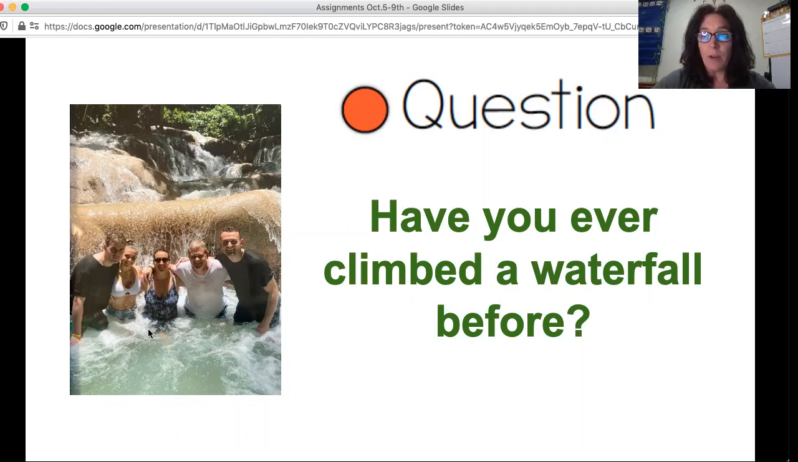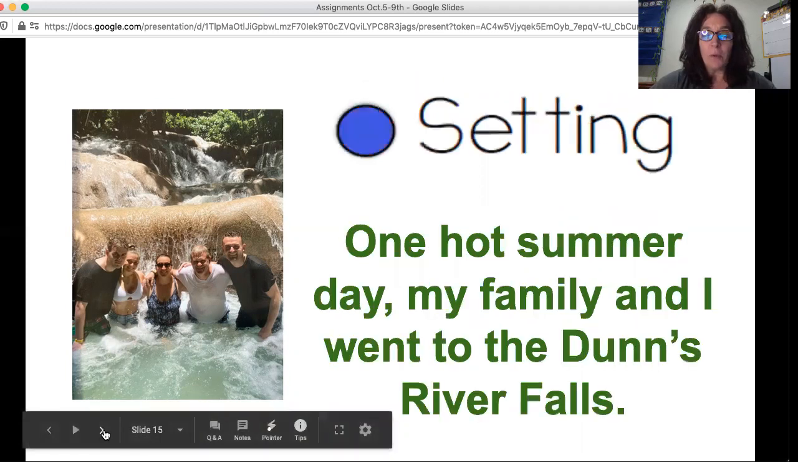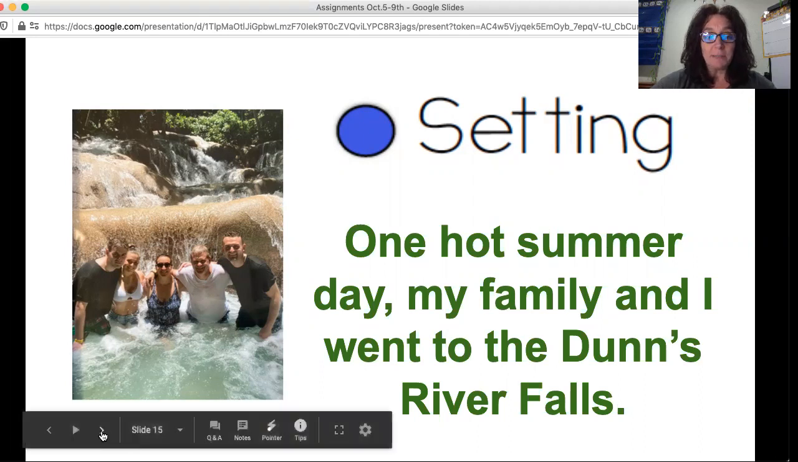Have you ever climbed a waterfall before? I think that would grab someone's attention, especially if they haven't. They may want to read on to find out more. Or I could describe the setting. One hot summer day, my family and I went to the Dunn's River Falls. In this particular story beginning, I tell the where, Dunn's River Falls. I tell when, one hot summer day. I even include who, my family.